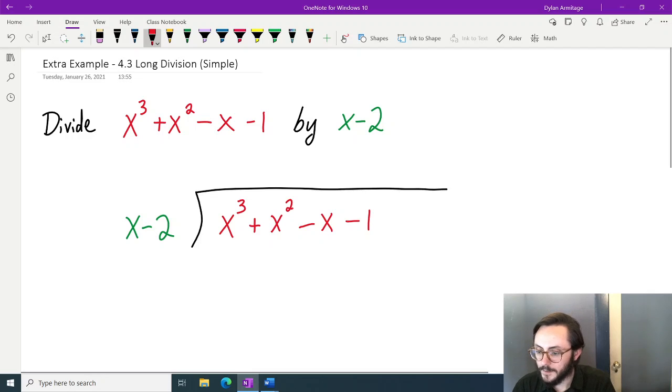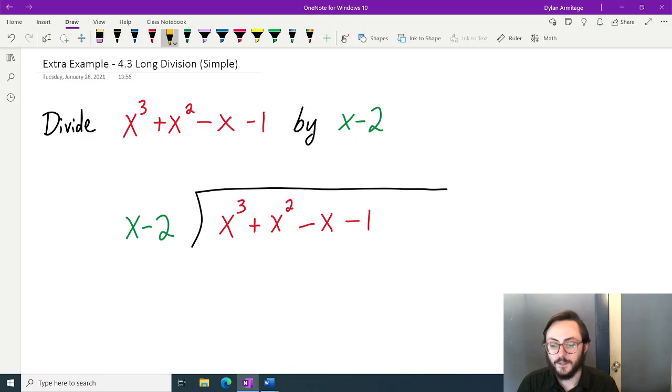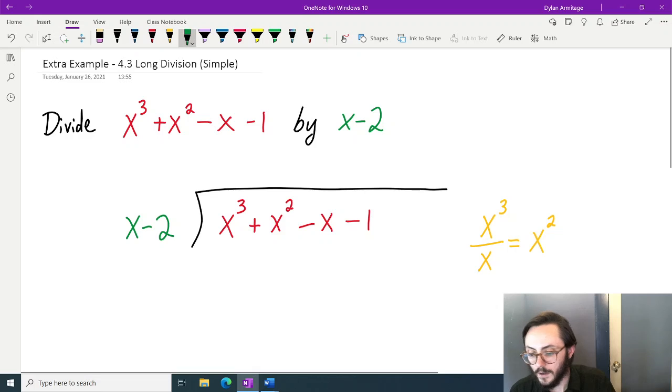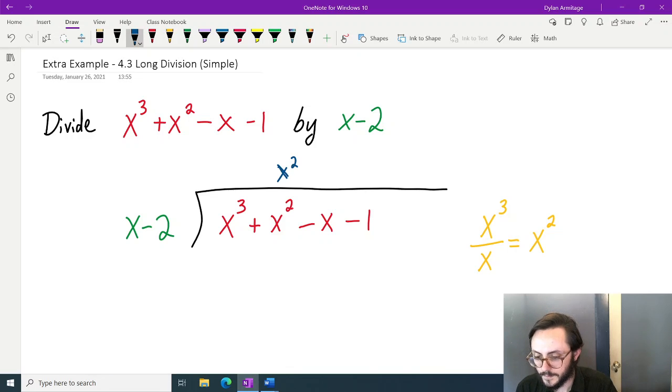Okay, from here, what we need to do is find out what we multiply by. So we take the first term of our dividend, in this case, x to the third, and we divide it by the first term of our divisor, or x. So x to the third divided by x is x squared, which means that the first term of our quotient is x squared. Directly from here over to here.